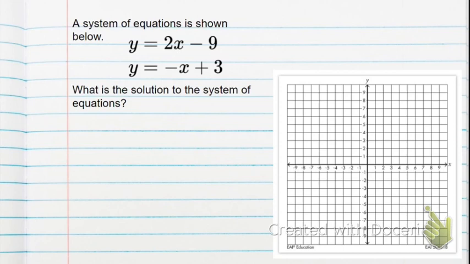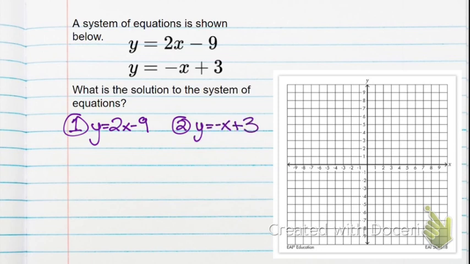We've got y equals 2x minus 9 and y equals negative x plus 3. What is the solution to the system of equations? So with us having to find the solution, what we're going to do first is label our first equation as y equals 2x minus 9, and then my second equation as y equals negative x plus 3.